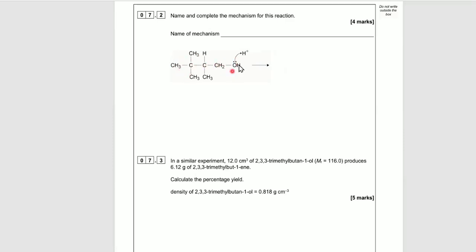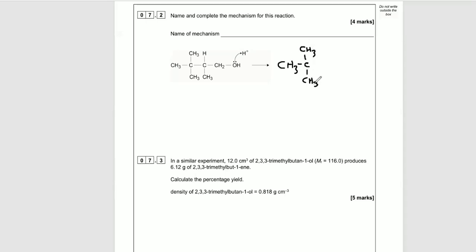Okay, 7.1. Name the complete mechanism for this reaction. We've got this reaction here where you can see there's a hydrogen ion from the phosphoric acid going to the alcohol, and it is the lone pair from the hydroxy group on the alcohol being donated towards the hydrogen ion from our phosphoric acid catalyst. So can you complete this mechanism? Pause the video, have a go.